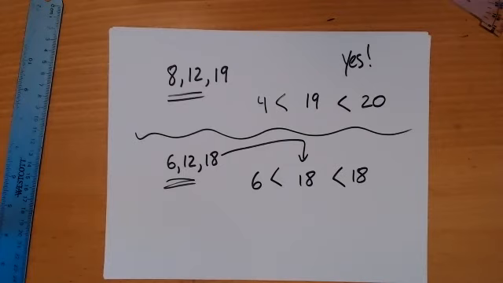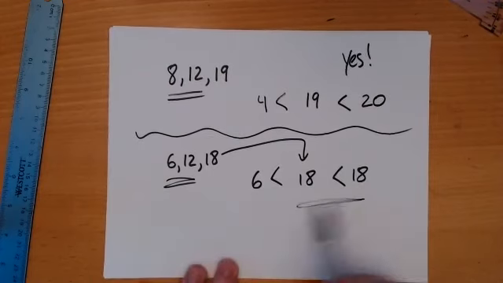Everyone who's put answers in the chat has gotten it right. Somebody unmute and tell me why is it false? Why is this not true? Because 18 is not greater than 18? Yeah, exactly. I don't have a bar under this or anything like that. 18 is not less than 18. They're equal. This is not true.